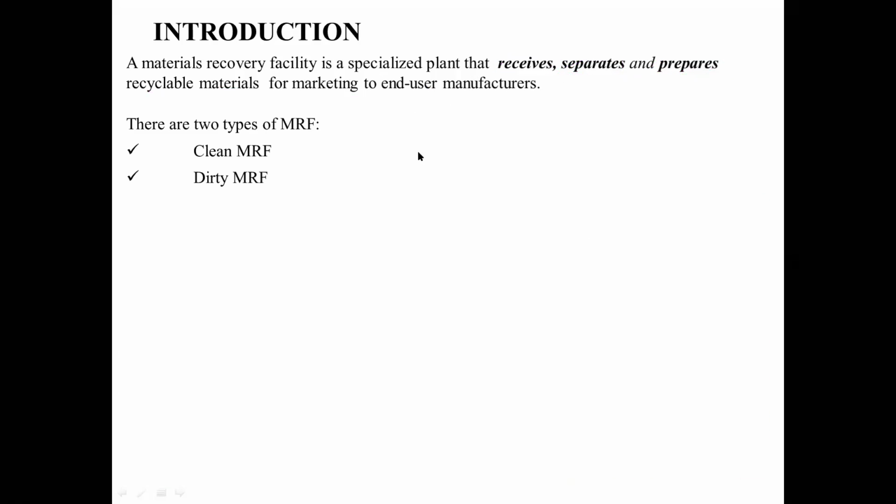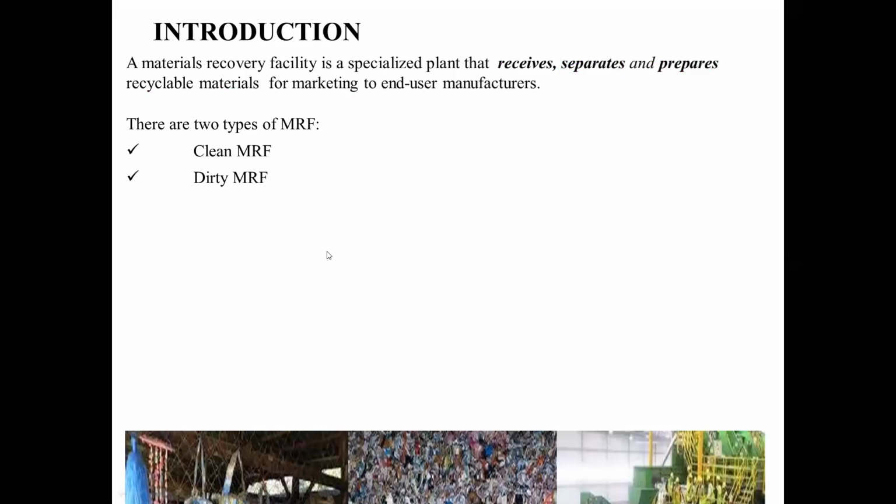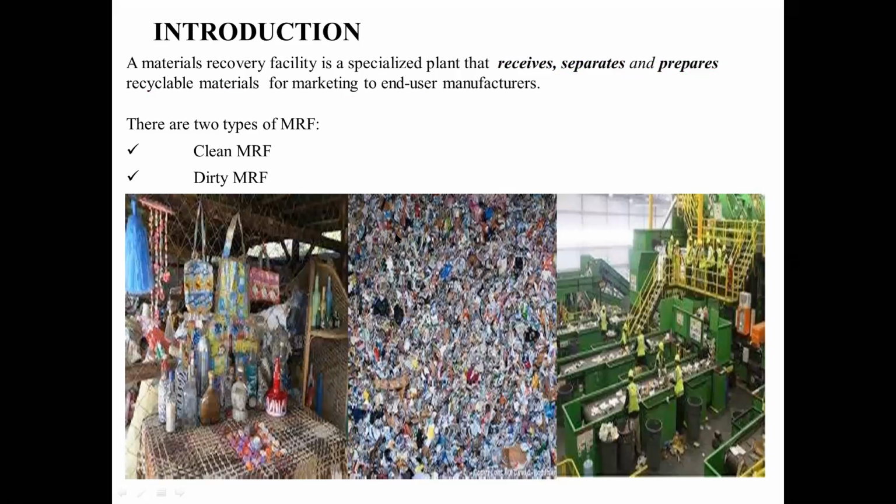So these material recovery factories or facilities are of two processes. One is going to be the clean mechanical methods, which are going to be used. Another one is going to be the manual method, that is, the dirty methods, or dirty waste recovery, where unhygienic materials are going to be recovered.